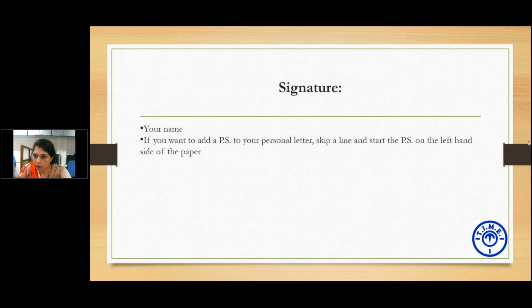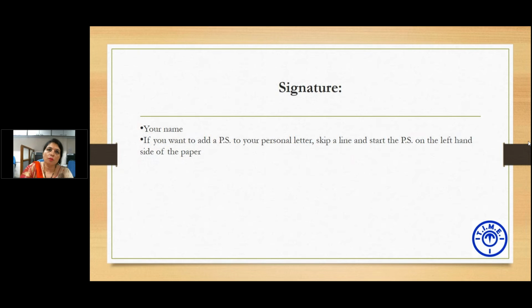Salutation should come after subject. No, the subject comes after the salutation. Salutation, as I told you, subject is a part of the body of the letter. So when you write the salutation, that means you're addressing the person who will receive and read your letter.